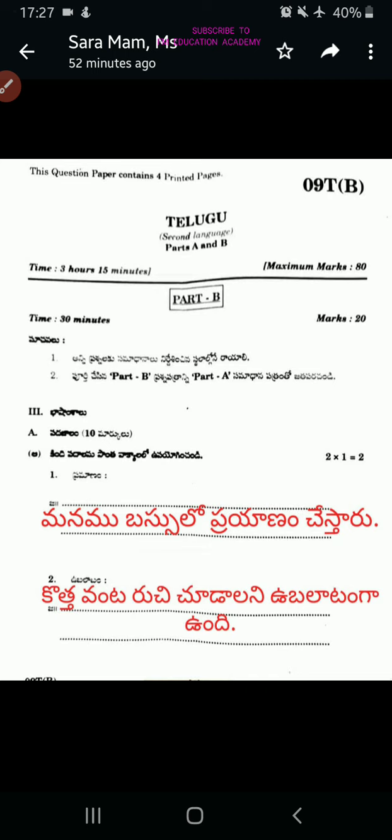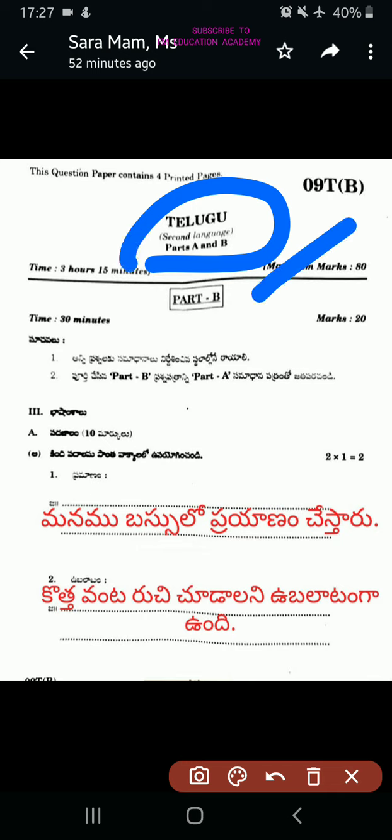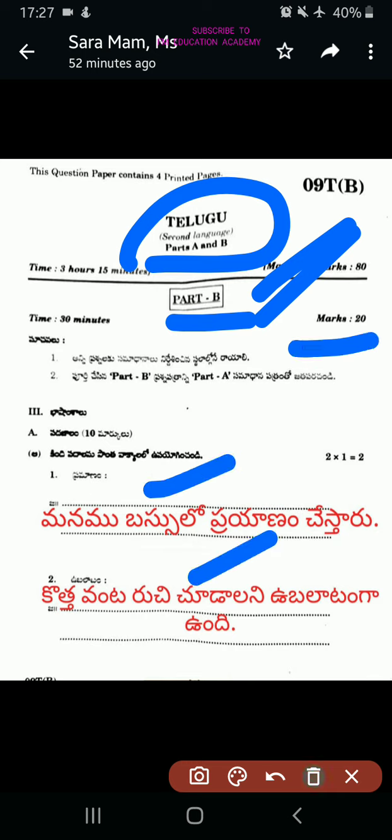In today's video lecture, we will be seeing Telugu second language, part A and B questions. So, in part B, we have 20 marks questions. This is first question answer, second question answer.